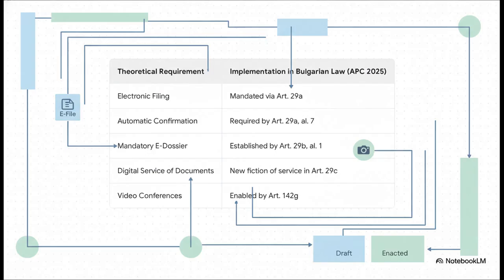And look, this isn't just abstract theory. This is a perfect illustration of these principles being put into practice right now. Take a look at Bulgaria's upcoming Administrative Procedure Code reform. You can see how the theoretical needs of a digital system, things like electronic filing, mandatory e-dossiers, and even new rules for serving documents digitally, are all being written directly into law. It's a real-world validation of the models we've been discussing.